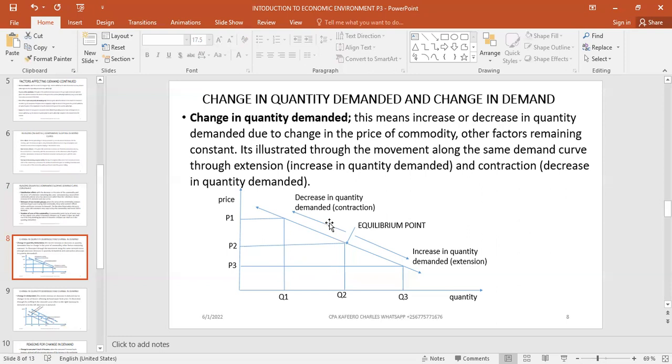Meaning an upward movement is representing a contraction, or a decrease or a reduction in the quantity demanded. But that reduction was as a result of the price increasing from our normal price, that is the equilibrium price, to a higher price.